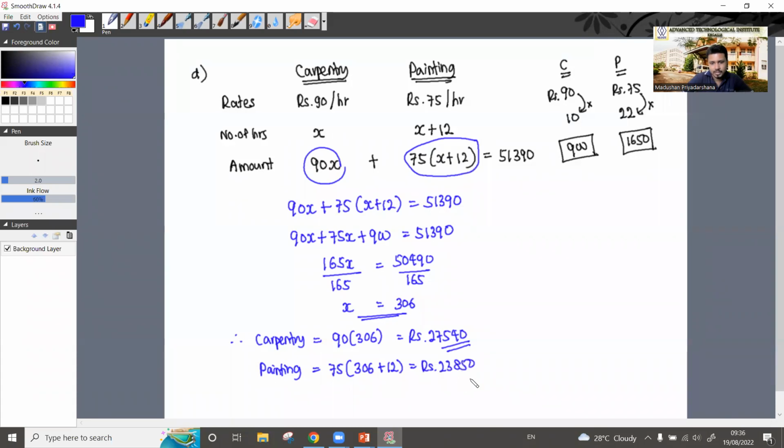23,850 rupees. This should be the answer for part D. For the carpentry department, we need to allocate 27,540 rupees. For the painting department, we need to allocate 23,850 rupees. That is how the allocation needs to be done.